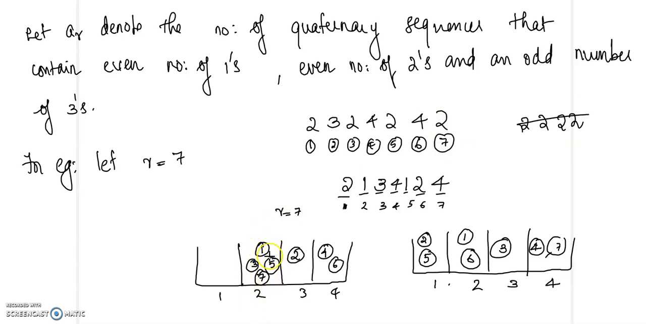So this is the number of ways of distributing such that box 1 and box 2 hold an even number of objects, box 3 has an odd number of objects, and box 4 can have any number of objects. Let us find the exponential generating function.